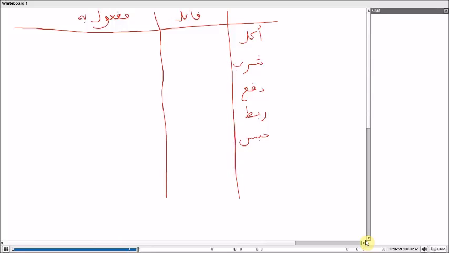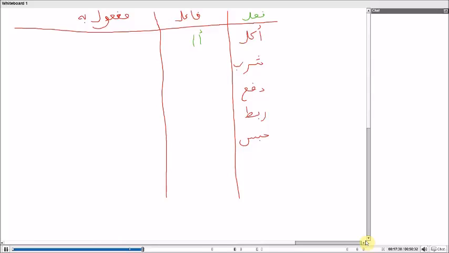Akala. We're going to make our fa'il. And this we're going to say fa'ala. Just like that. So we're going to make our fa'ala: akala, shariba, dafa'a, rabata, habasa. We're going to change them to the same scale as fa'il. We need to balance this out here. So we have our hamza here, we're going to put our hamza there. Then we're going to put our alif.